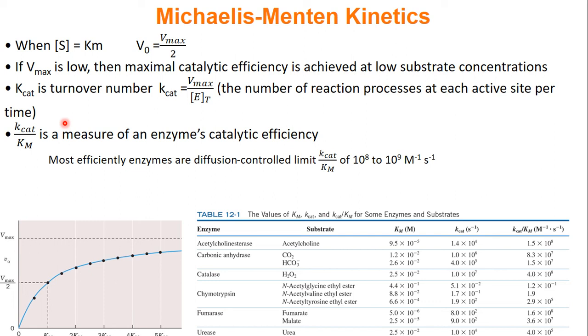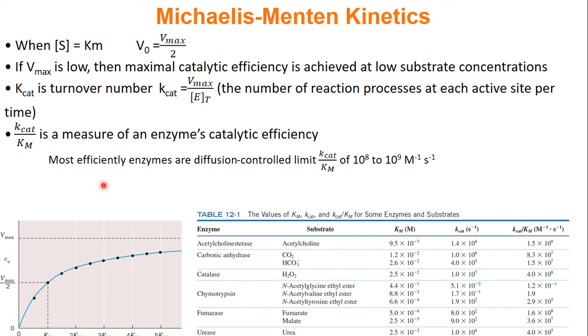Kcat is the turnover number. That's another variable we can talk about for Michaelis-Menten kinetics. Kcat equals our maximum velocity divided by our enzyme total, or how many reactions can we do per active site per time. So how fast we're going divided by how much enzyme we have is Kcat. Well, we can take these two variables, Kcat and Km, and if we divide the two, we get an idea of catalytic efficiency. That is, the bigger the number Kcat divided by Km is, the better or more efficient your enzyme is.